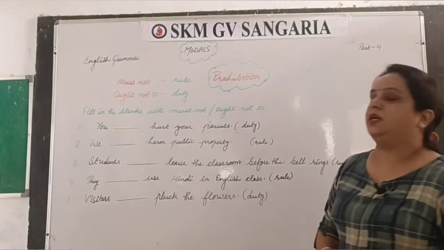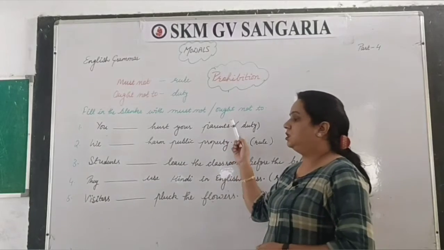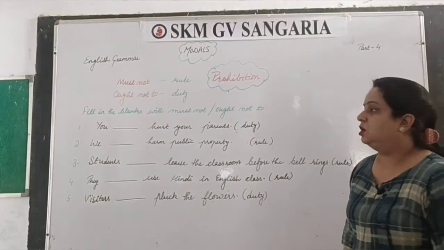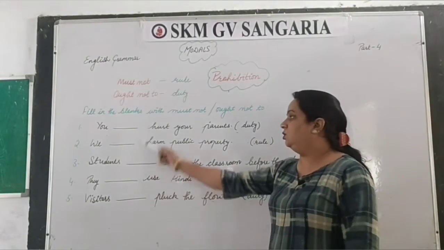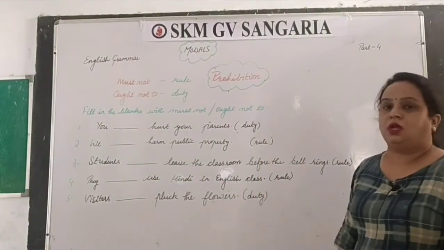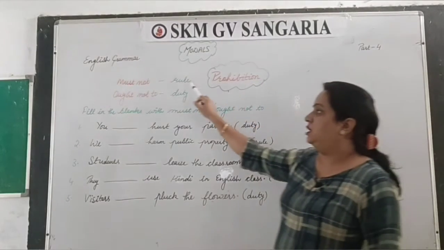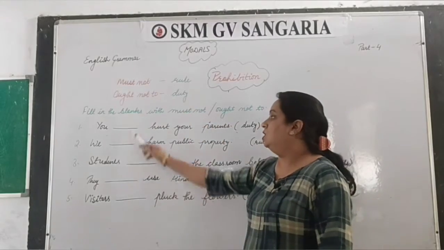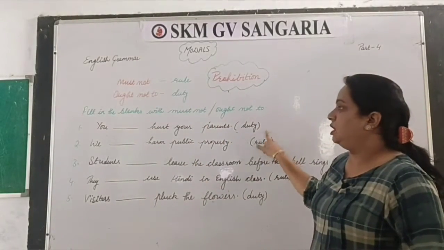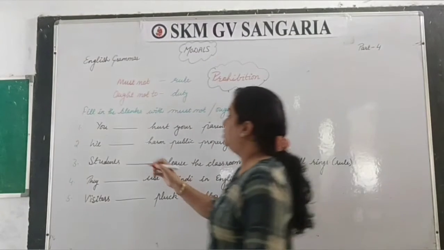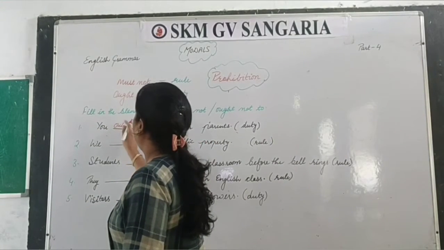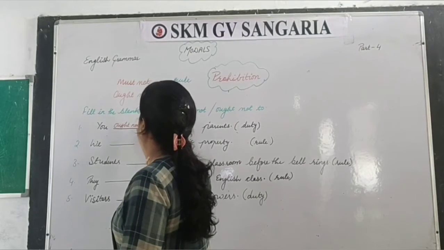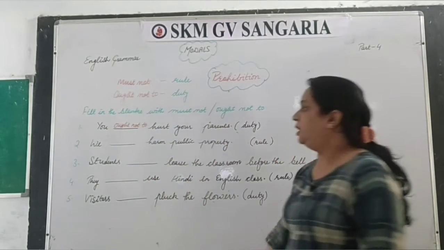Now let's see, the exercise is given to you, and here in this exercise you have to fill in the blanks with must not and ought not to. So your first sentence is saying you dash hurt your parents, right? And it's a duty. Once again see, ought not to for duty, and for rule it is must not. So here it is duty, so what you will do? Ought not to. You ought not to hurt your parents.